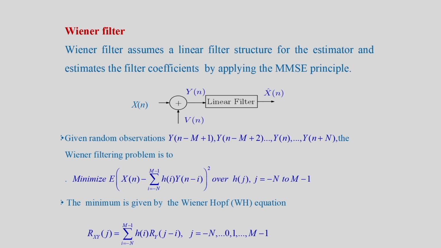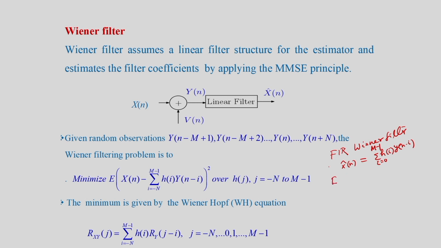We discussed the FIR Wiener filter. Here we have to minimize. The filter is x hat at n equal to summation hi into yn minus i, i going from 0 to M minus 1. This is the M-tap FIR filter we considered, and the filter parameters were obtained by applying the orthogonality principle.